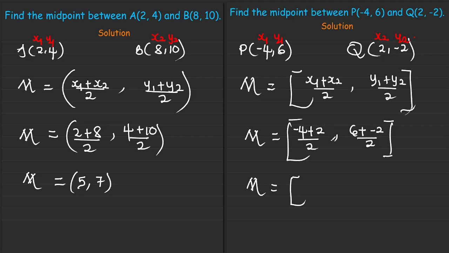So we have -4 plus 2, which gives us -2, so we have -2 over 2. Then 6 plus -2 gives us 4 all over 2. Simplifying further, from the -2 over 2, it gives us -1, and then 4 over 2 gives us 2. So our midpoint is -1, 2. And that is all. This is the procedure involved in finding the midpoint of a line segment when given the endpoints.